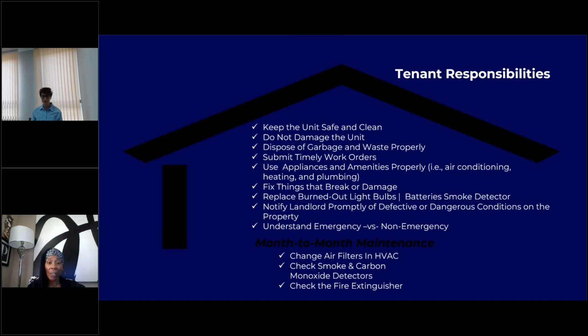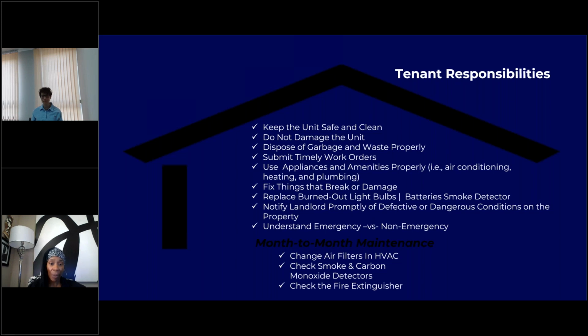And also to submit timely work orders. How can a landlord or property manager fix an issue if they don't know there is an issue with the unit or housing? The house, some people do rent houses. So it's their job to submit it in a timely manner, because sometimes delayed responses can cause the issue to be worse. So it's their job to tell the landlord, hey, these are the issues that are going on with my unit.